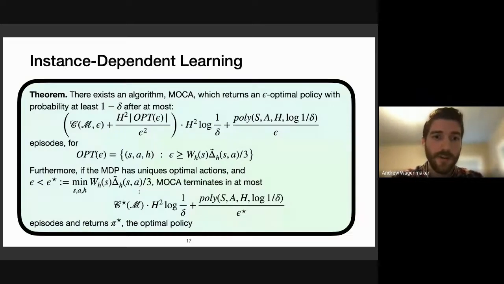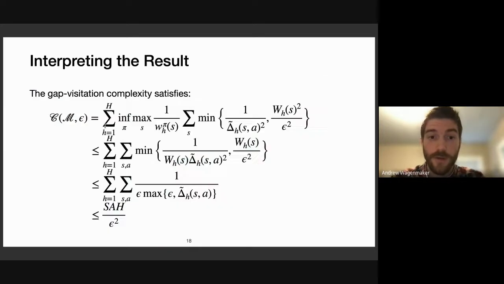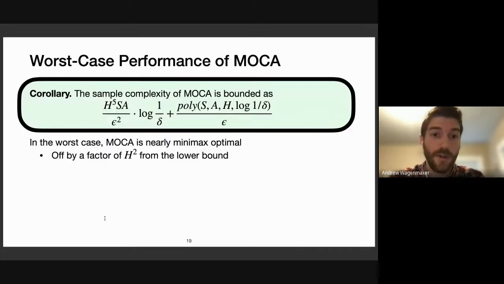And because we're getting this algorithm that scales with C_M of epsilon, if we upper bound C_M of epsilon by all of these things, we can get corollaries that say our algorithm performs at worst as this complexity, et cetera. In particular, we get that the sample complexity of Mocha is bounded as H to the 5th times S times A over epsilon squared. So in the worst case, Mocha is nearly minimax optimal. It doesn't hit the optimal H dependence, it's a factor of H squared off of the lower bound, but it gets the optimal SA and epsilon squared dependence in the worst case. So not only does Mocha get this instance-dependent complexity, it also scales properly in the worst case, as you would want it to.